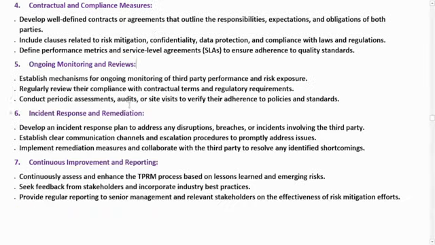The fifth step is ongoing monitoring and reviews. In this step, companies establish mechanisms for ongoing monitoring of third party performance and risk exposure. They regularly review their compliance with contractual terms and regulatory requirements. They also conduct periodic assessments, audits, or site visits to verify their adherence to different policies and standards.